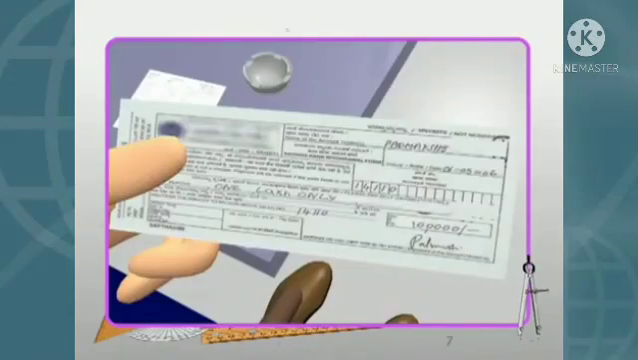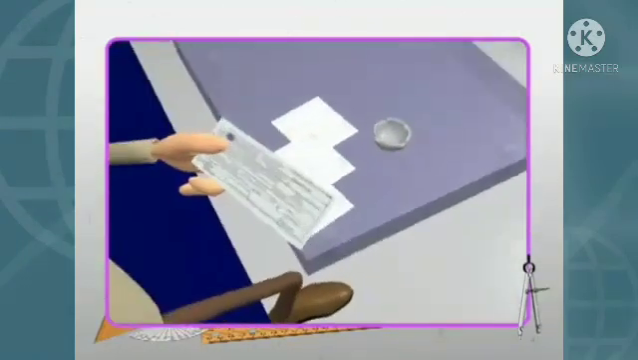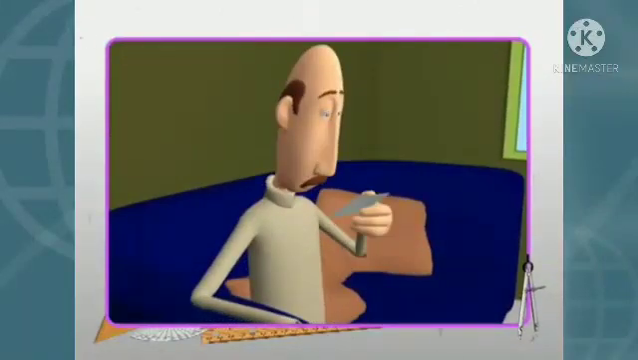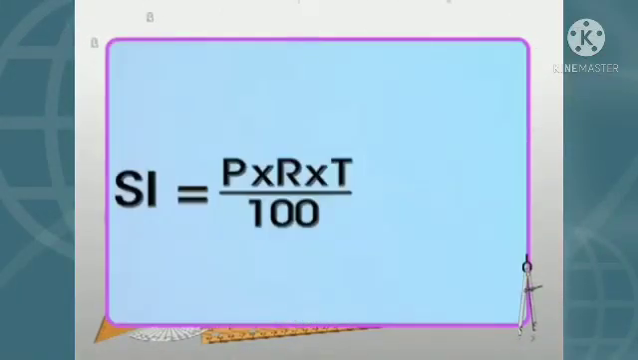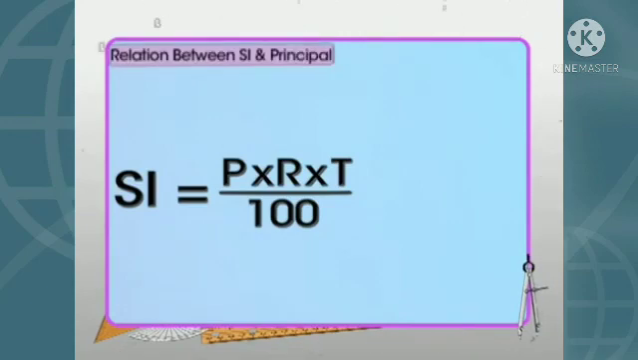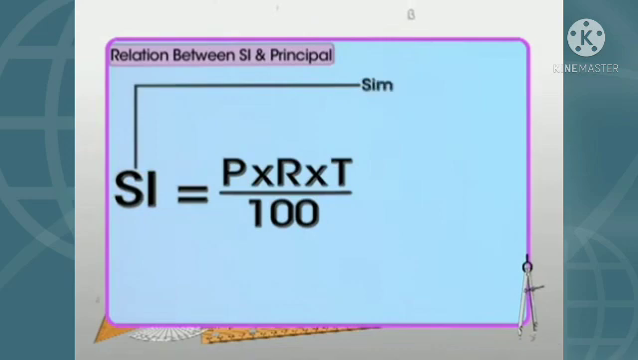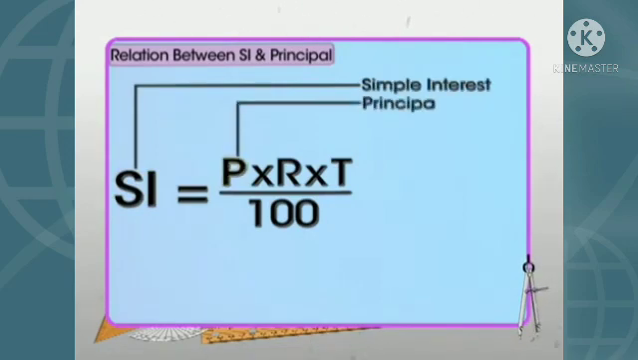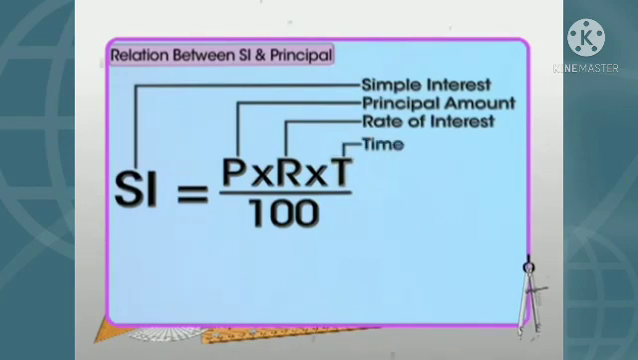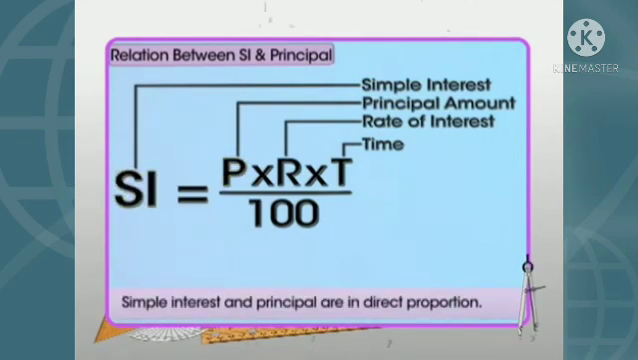Bank deposits are considered to be the safest form of savings. We earn simple interest on the principal amounts invested in the banks. Recall the relation between amount invested and simple interest earned. It is SI is equal to PRT upon 100, where SI is the simple interest, P is the principal amount, R is the rate of interest, and T is the time duration for which the amount is deposited. Clearly, the two quantities SI and P are in direct proportion.